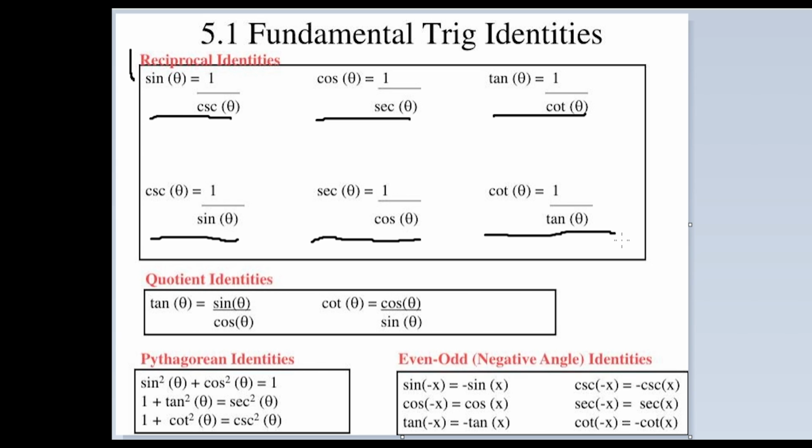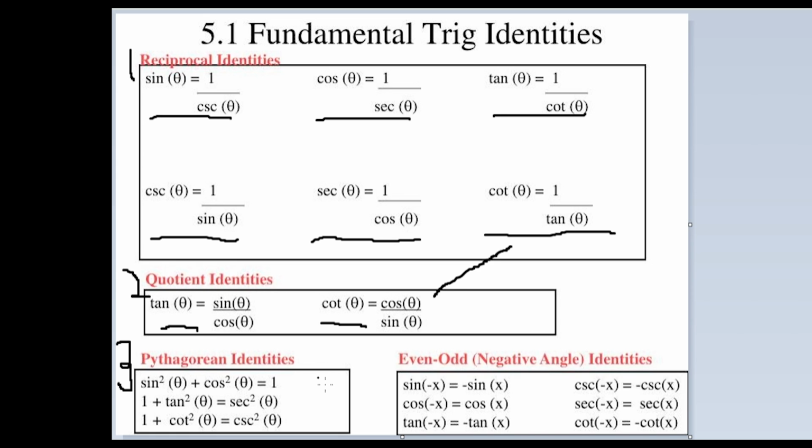Second, we'll look at the quotient identities. These trig identities equal a trig function divided by another trig function. So that includes tangent theta equals sine theta over cosine theta. The next one is cotangent theta equals cosine theta over sine theta. So interestingly, this is the opposite of tangent theta, and this is because cotangent theta is the reciprocal of tangent theta. Next, we'll look at the Pythagorean identities.